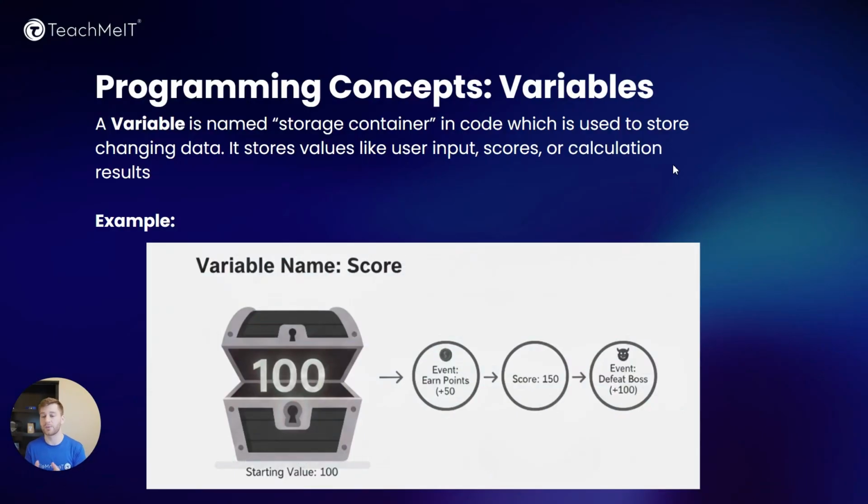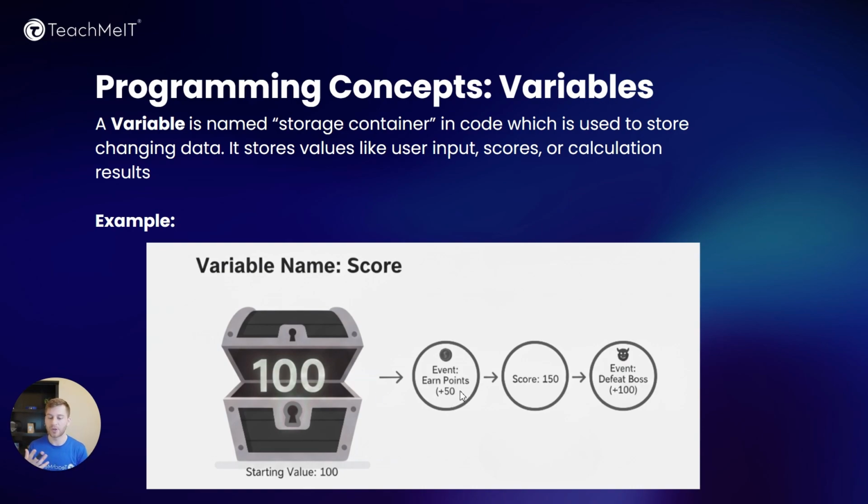Here, let's talk about variables in programming first. So a variable is somewhat like a storage container. This is where code is used to store data that continues to change. It could store things like user input, scores, or even calculation results. An example of a variable would be something like a video game. The starting value is 100, then as we progress and as elements change, the variable does as well.